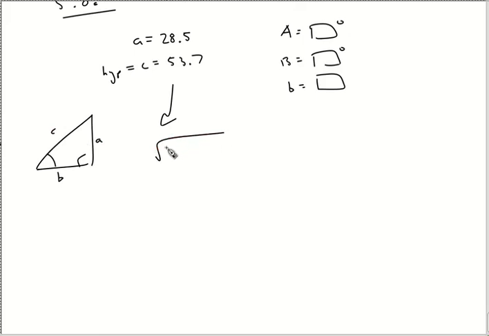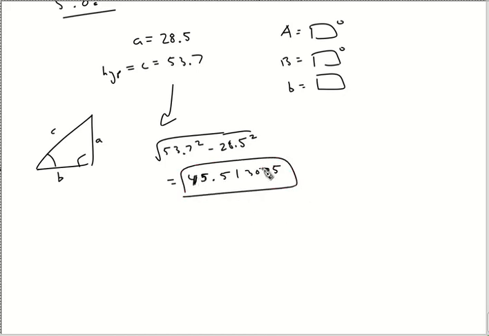Let's move on. So I got 53.7 squared minus the 28.5 squared. Calculator, and I got 45.5. Ooh, yuck. 513075. Awesome. Yeah, that's going to be close enough right there. Yuck. Okay, that's close. Okay, cool. Yay, we found it.